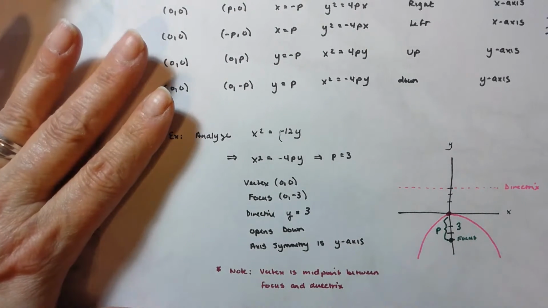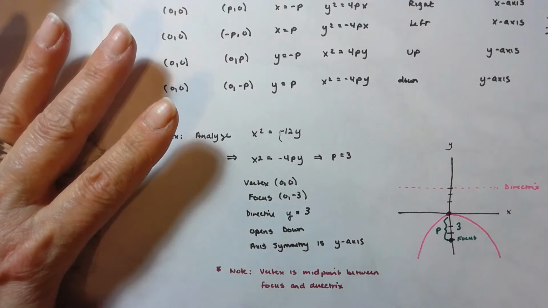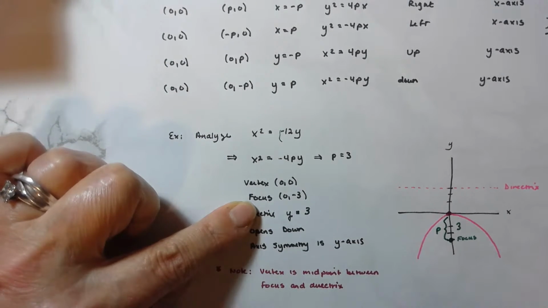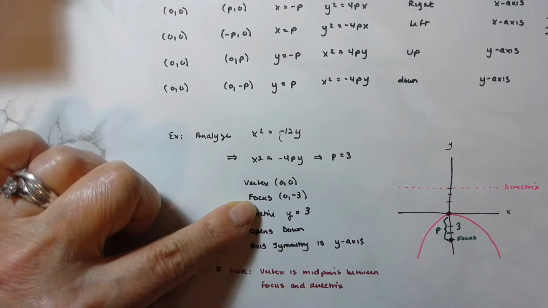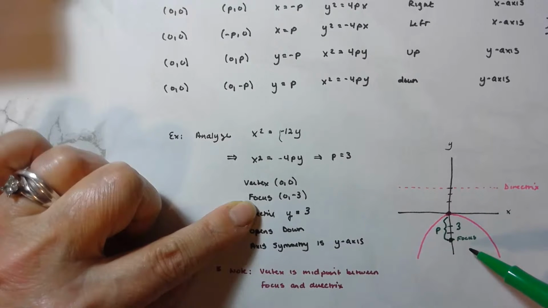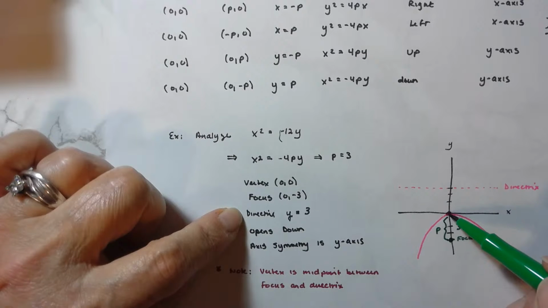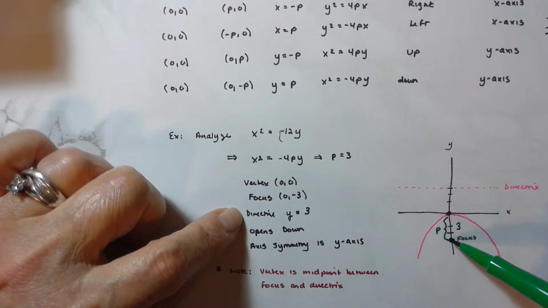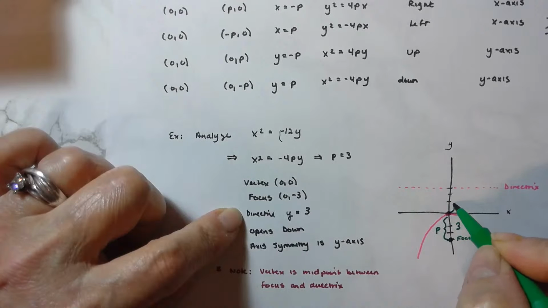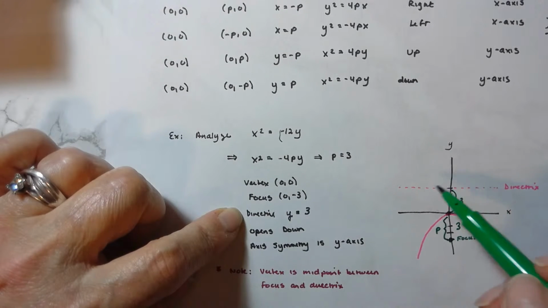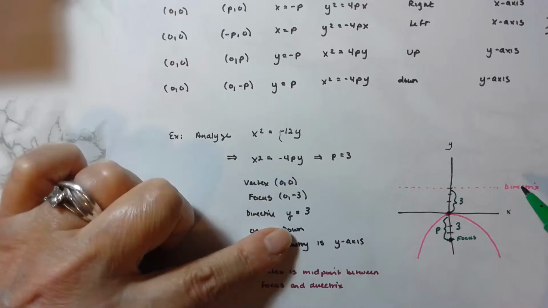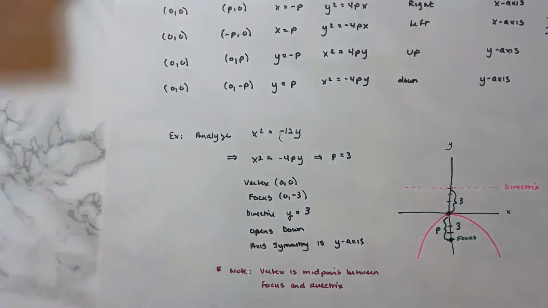So I know then that my focus is located at the point 0, negative 3, because the focus always has to be inside the parabola, and my focus is inside the parabola. The other thing that p-value tells me is, remember, since the vertex is the midpoint between the directrix and the focus, that also means that this distance here must also be 3. So the directrix is going to be the line y equals 3. Remember, it's a line. It's not just 3, it's y equals 3.